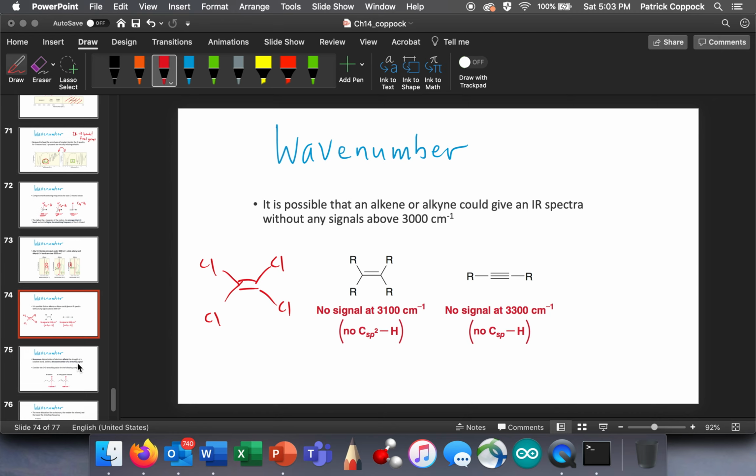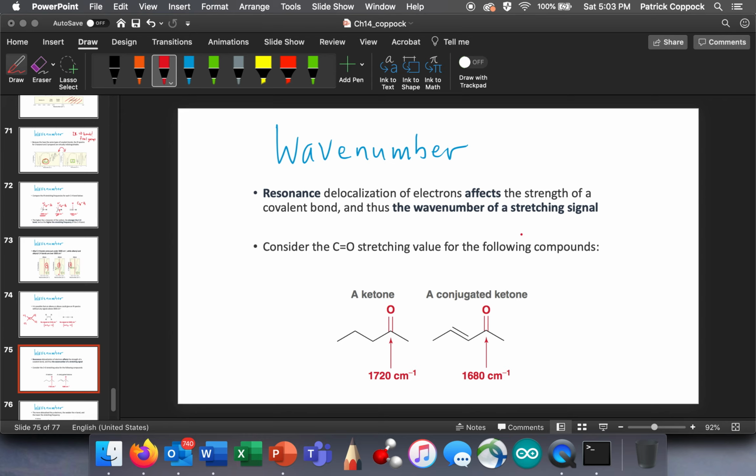Okay, so let's look at resonance. Another thing that affects the wave number at which a bond vibrates is resonance. Resonance delocalization affects the strength of the covalent bond, and since the covalent bond is weaker because of resonance, the wave number changes. So look at this. This is telltale. I think I pointed out in a previous conversation that if you have a carbonyl bond, a carbon-oxygen double bond, you're going to have something close to 1,700 wave numbers.